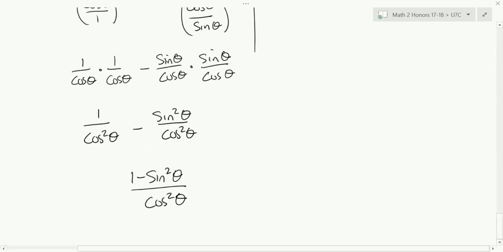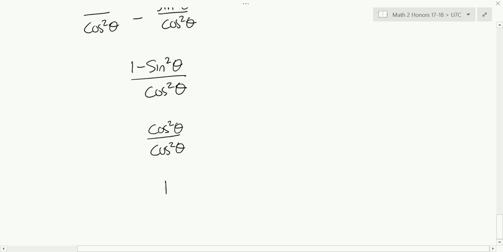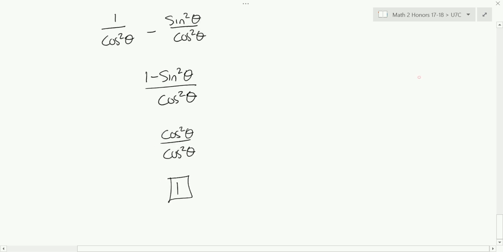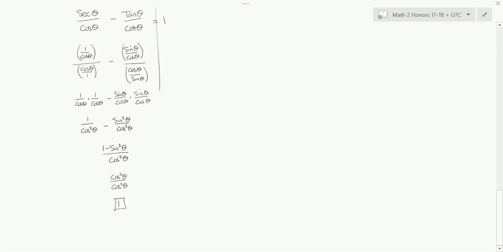Anybody notice what can happen from that point on? Okay, there's a Pythagorean identity. 1 minus sine squared is the same thing as cosine squared. And cosine squared divided by cosine squared is 1. And we made it. Okay? Yes.